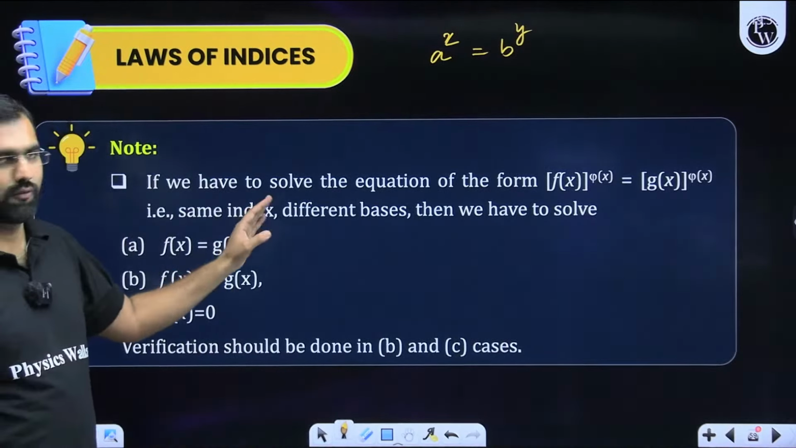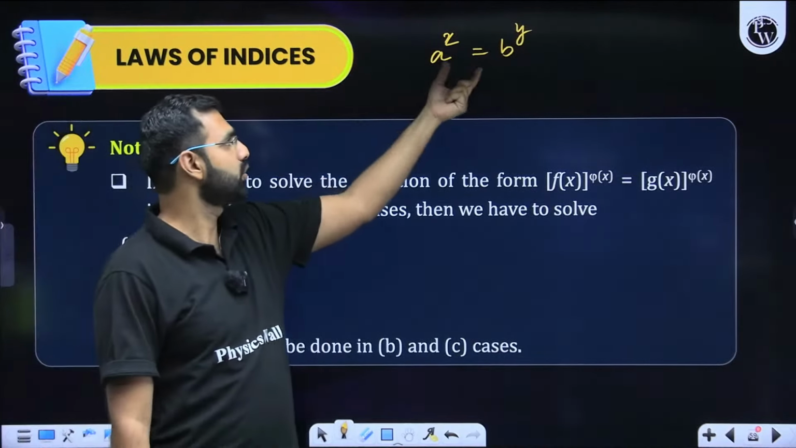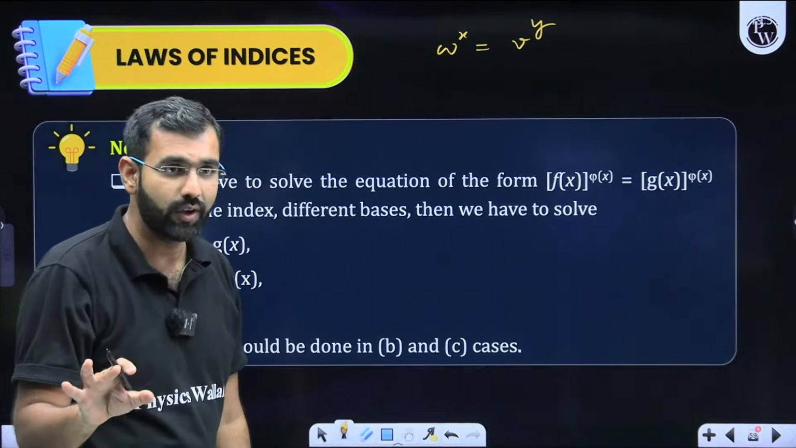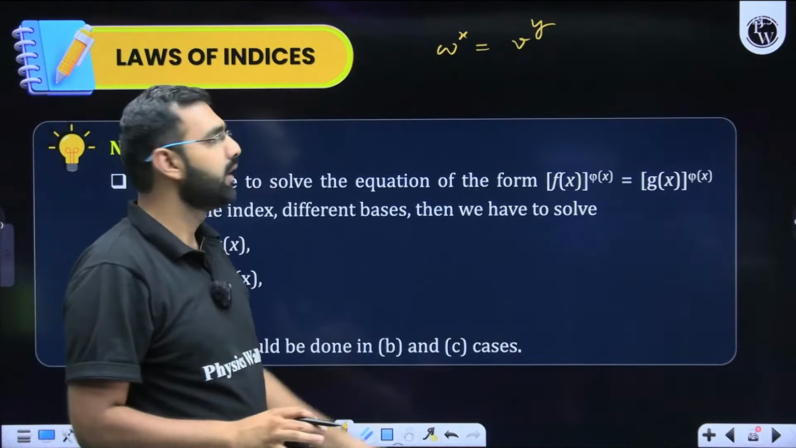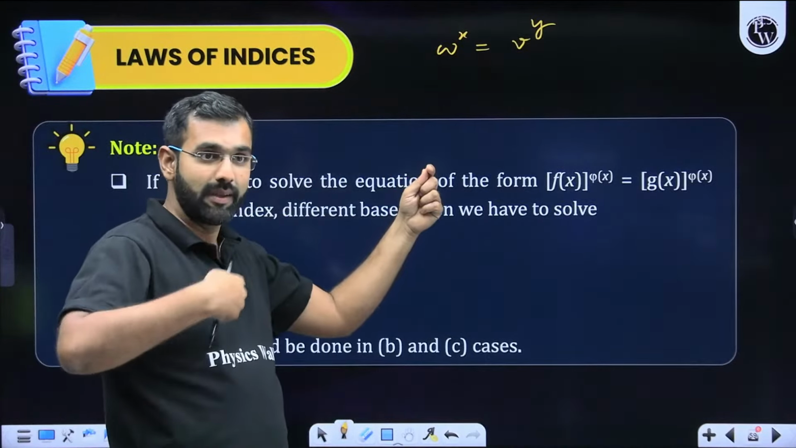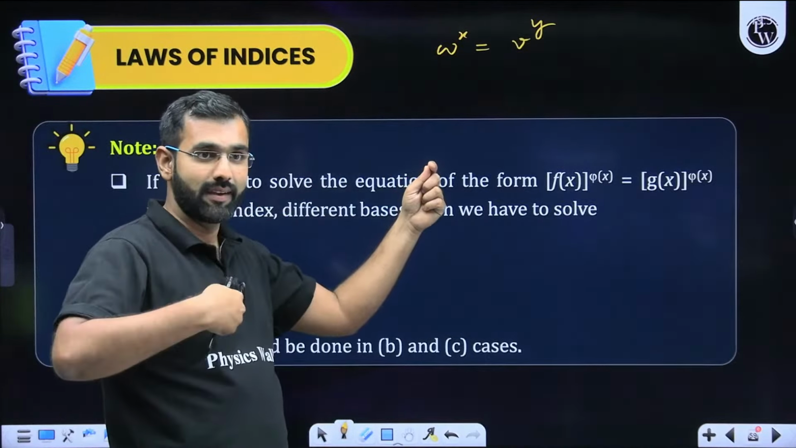If we have to solve this kind of equation where a to the power x is equal to b to the power y, where all of these are variables, let's say for a while, I'll take some other letters. Let's say I take 4 variables: w to the power x is equal to v to the power y. So w and v are not arbitrary constants here, and one of them is me.